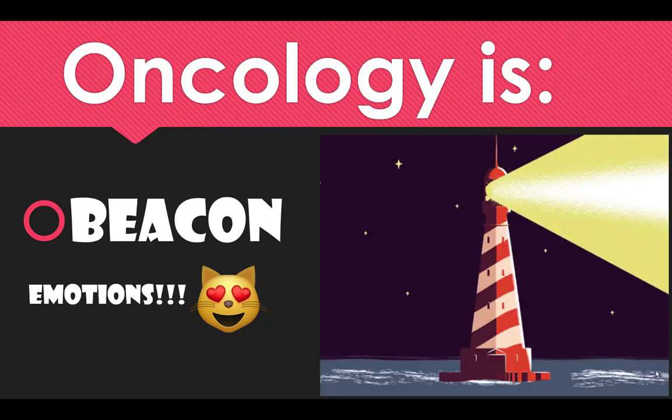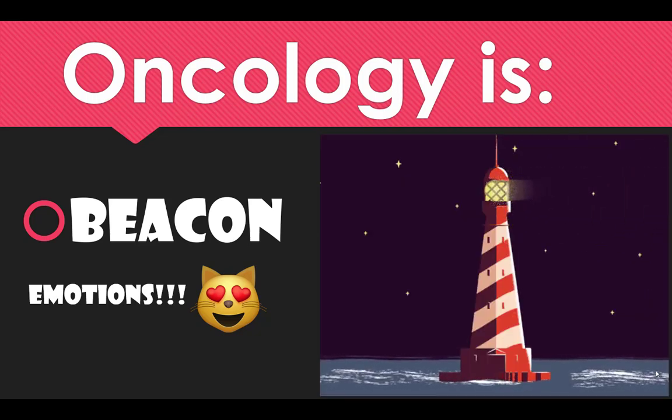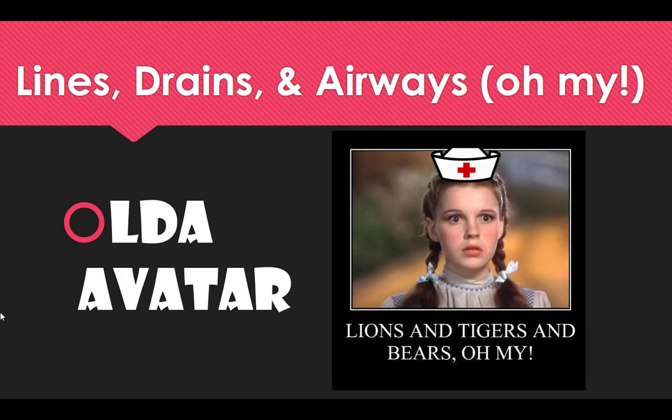Now that we've talked about some of the parts of Epic, I'll move on to some of the acronyms you might hear as we near go live. The first is LDA. LDA stands for Lines, Drains, and Airways. The LDA avatar is a drawing of a human figure where you will see symbols where your patient has lines, drains, and airways. It will also be able to show wounds, pressure ulcers, and burns.